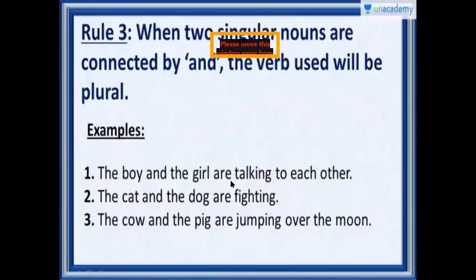See here, the boy and the girl are talking to each other. The cat and the dog are fighting. The cow and the pig are jumping over the rule. You may ask, ma'am, is this a rule? It's common sense. Yes, it is common sense. Rules are nothing but they are out of common sense. So this is rule number 3. Two singular nouns connected by the conjunction called and, then the verb will be plural because they become two or three or four. Okay. Now, this need not be written because you know that. Now, next rule.